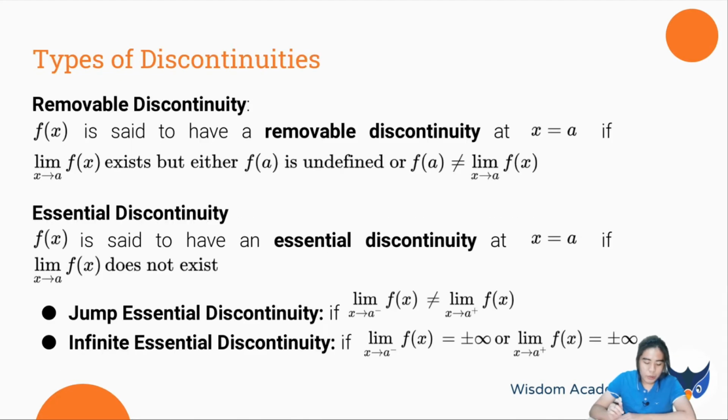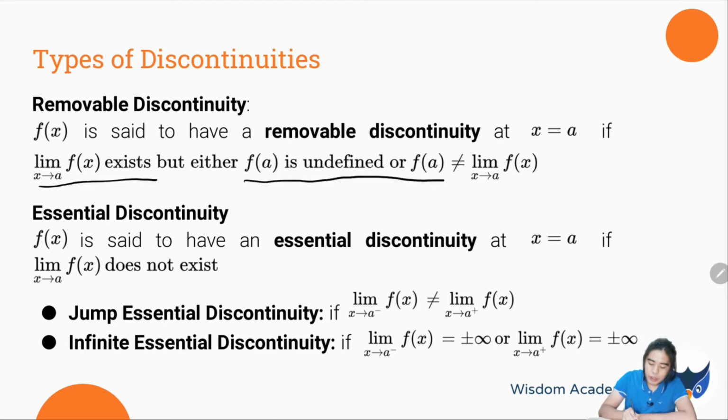Okay? So now, we will discuss about the types of discontinuities. The first type of discontinuity is the removable discontinuity. F of x is said to have a removable discontinuity at x equals a if the limit of f of x exists, but either f of a is undefined or f of a is not equal to the limit of f of x as x approaches a. So, ibig sabihin, nag-i-exist naman si limit, pero hindi siya equal to f of a or undefined sa f of a. So, that's the first type of discontinuity.